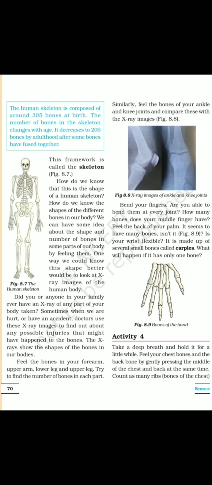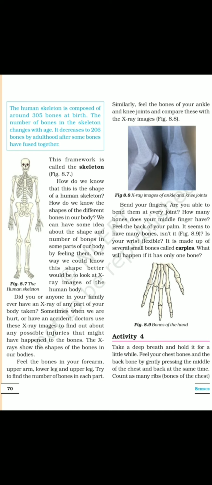Then if we move forward, we have two legs. The arrangement of bones in the legs is similar to that of the arms. The upper bone is a single bone and it is the longest bone of the body. It is called femur. While if we talk about the lower leg, two bones are present, tibia and fibula. This is the small description of the skeletal system or skeleton in our body.